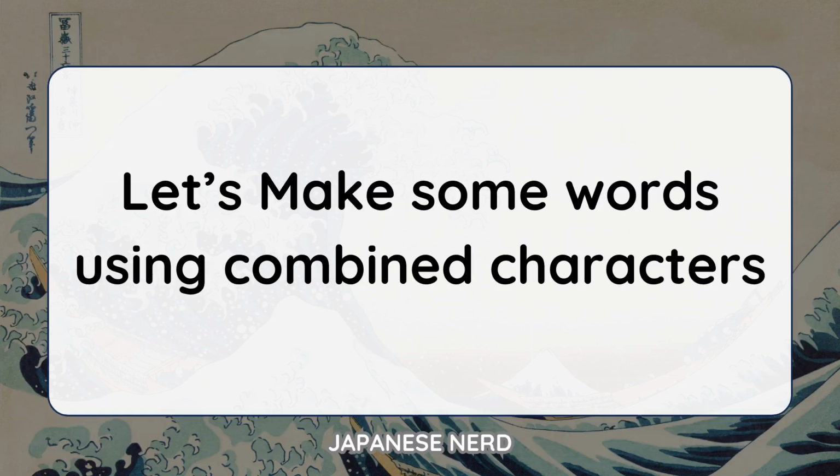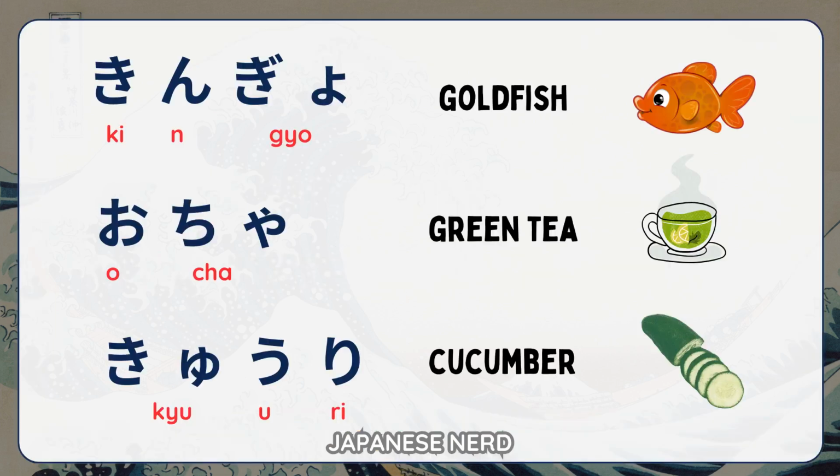Let's make some words using the combined characters. Kingyo, which means goldfish. Ocha, green tea. Kyuri, cucumber.